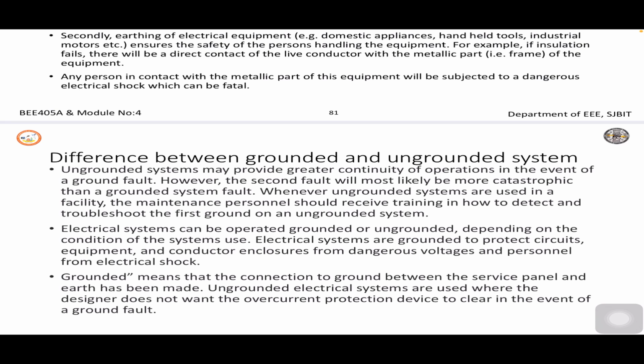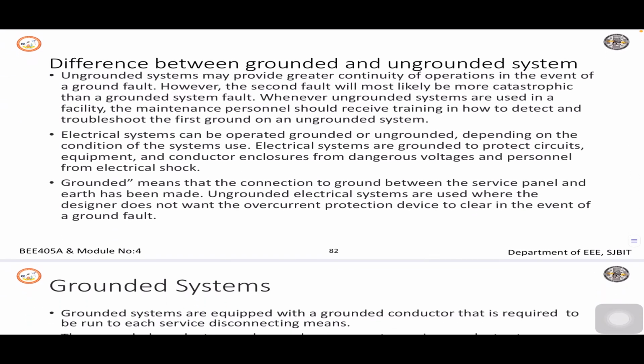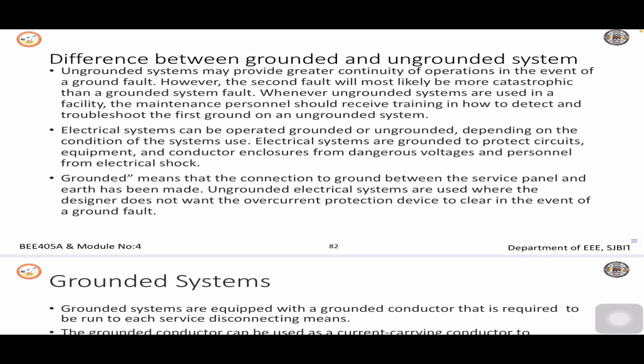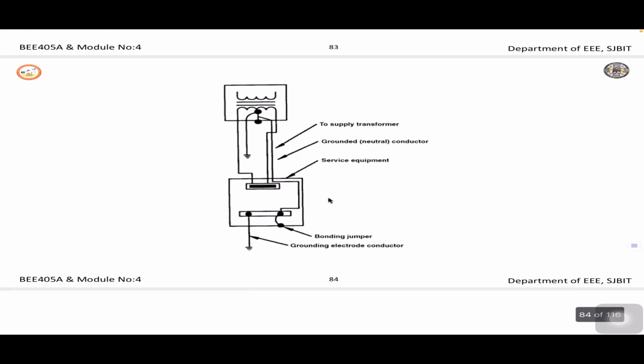Generally, electrical systems can be operated both in a grounded or ungrounded way, depending on where they are used, what type of circuit and protection scheme they are using, what type of enclosures have been used, and what type of dangerous voltages they are going to face. We have to train the personnel to be safe from electrical shock. Grounded means the connection between the service panel and the earth has been made. Ungrounded electrical systems are used where the designer does not want the overcurrent protection device to clear in the event of a ground fault.